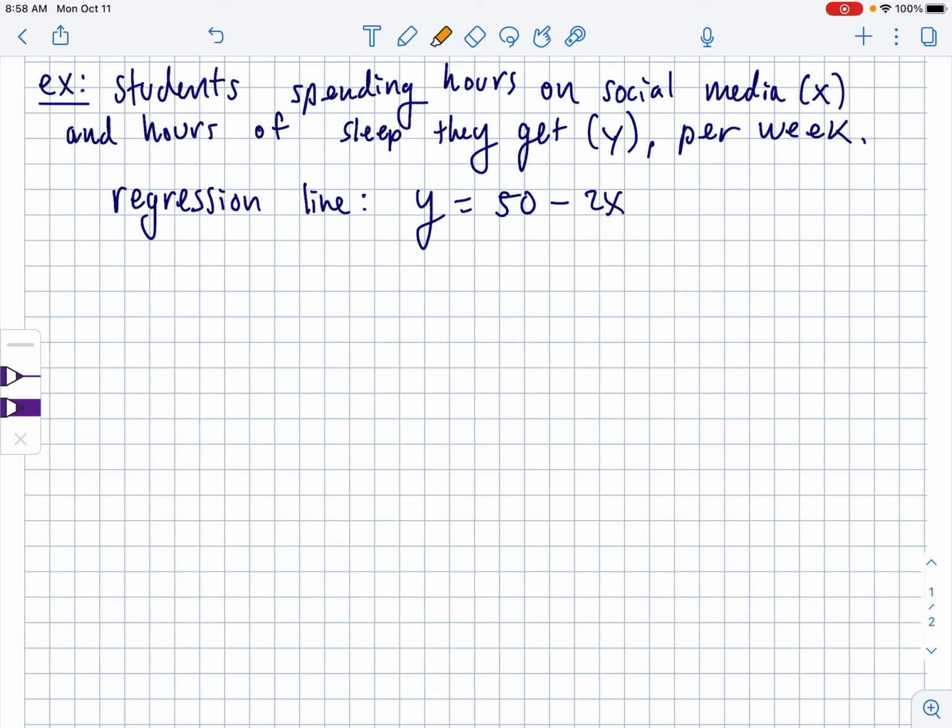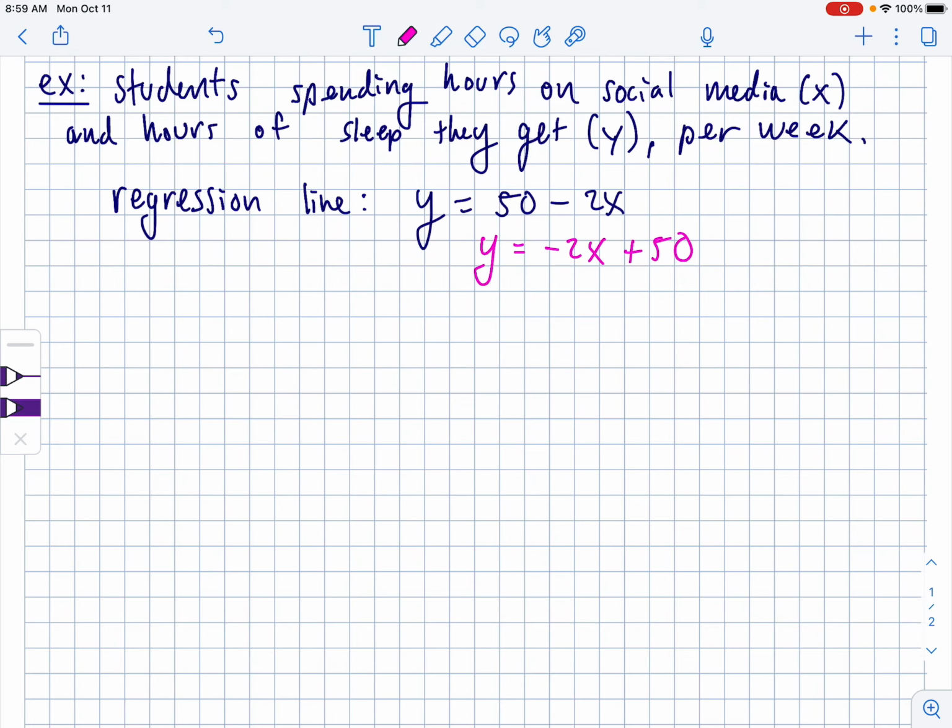The first problem, they did a survey of a bunch of students in high school about how many hours per week they spend on social media and how many hours of sleep they are getting per week. They ran the data, they came up with a regression line. It turns out there was high correlation, and this was their regression line. So, first of all, X is hours spent on social media, and Y is the hours of sleep that they get per week, or they're both per week.